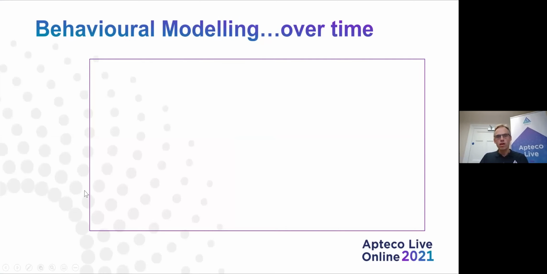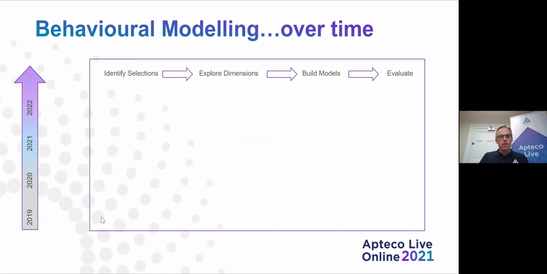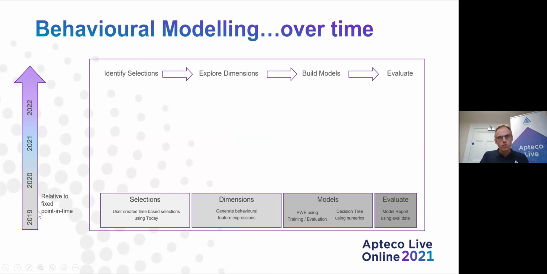One final slide then just looks at how behavioural modelling itself has changed over time. And looking back to the talk I did 2 years ago, that laid the foundations in terms of being able to create these journey selections. At that point, it was always relative to a fixed date, but you could create dimensions. You could use that in the PWE model. Decision tree came this year, and then evaluating a model report.